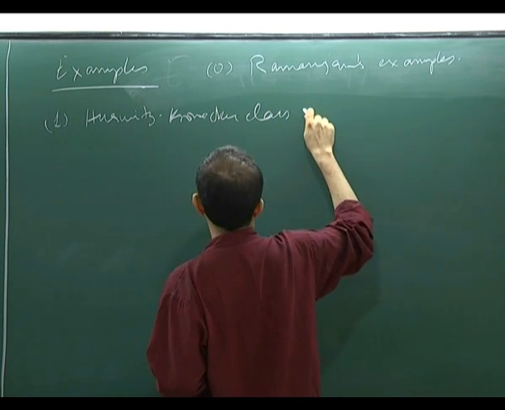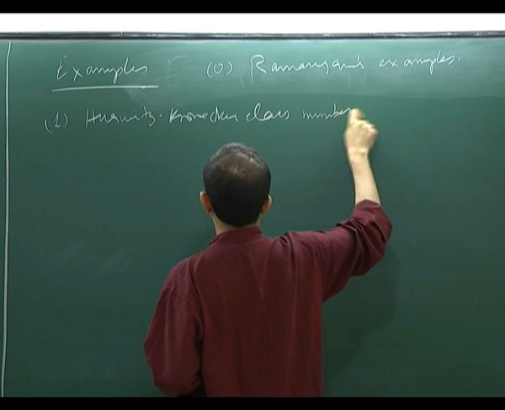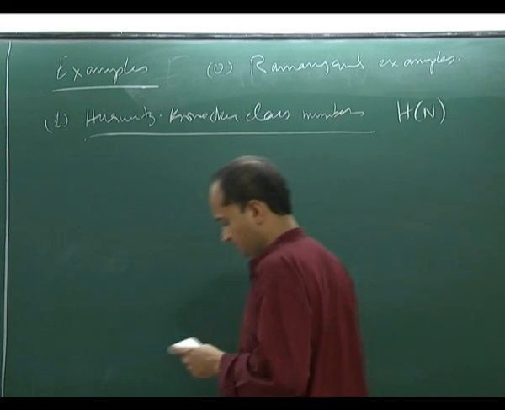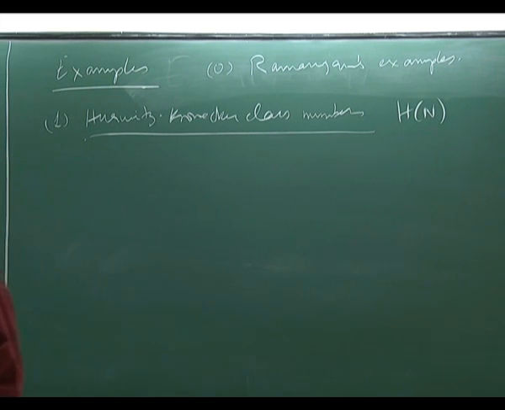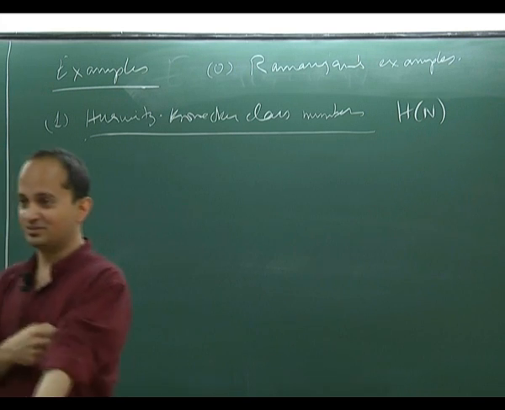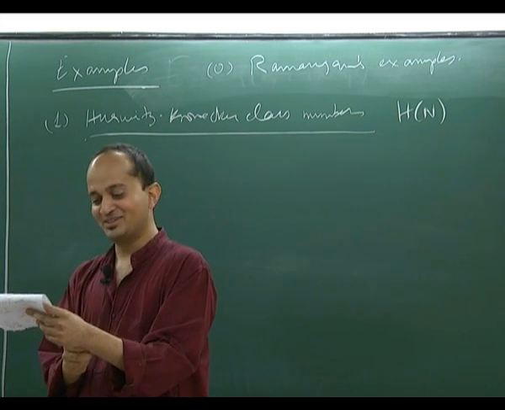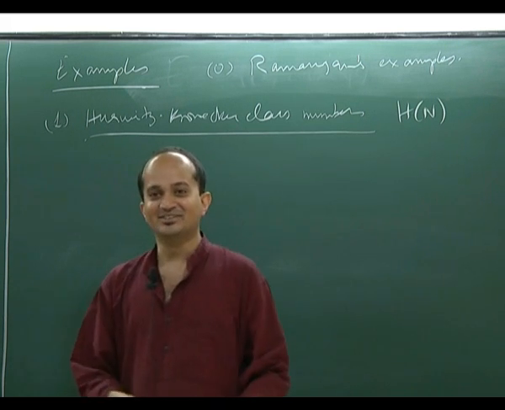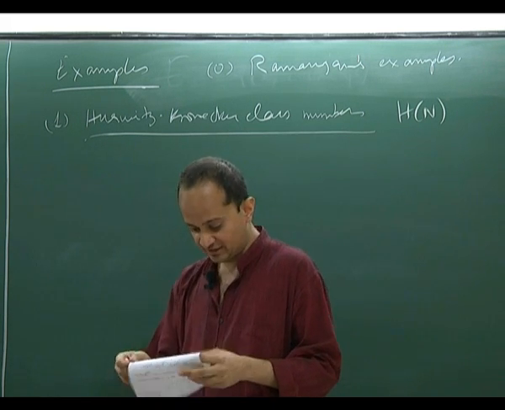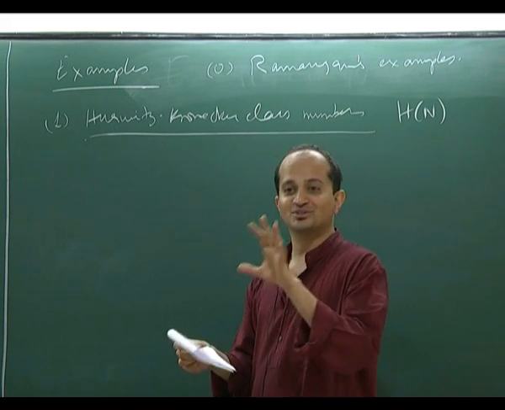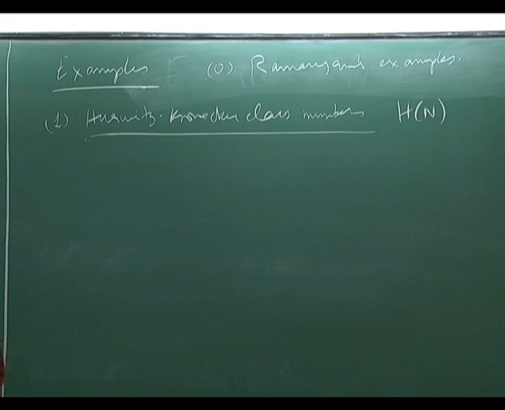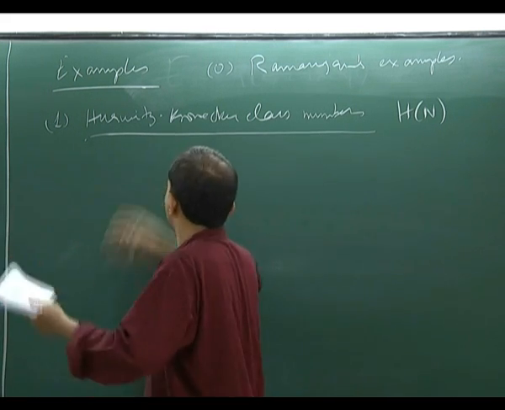There are objects, numbers called Hurwitz-Kronecker class numbers, H of n, which, for any number theorists, is defined as the number of SL2Z equivalence classes of binary quadratic forms of discriminant minus n weighted by the reciprocal of the number of automorphisms. For physicists, that definition is not that difficult, just the number of solutions to a certain arithmetic equation. But essentially it's a set of numbers.